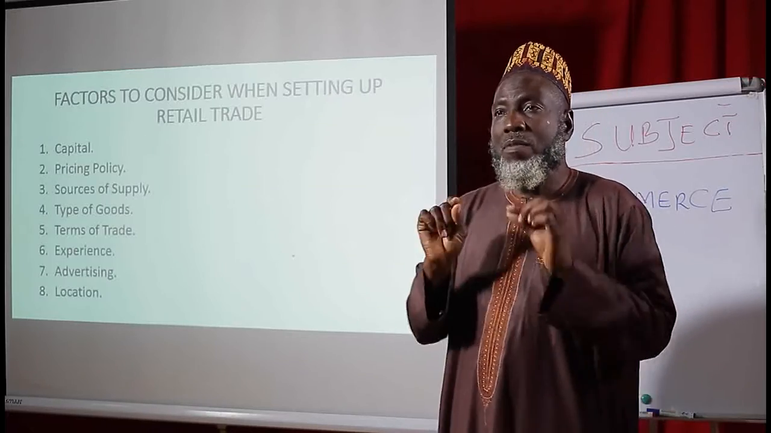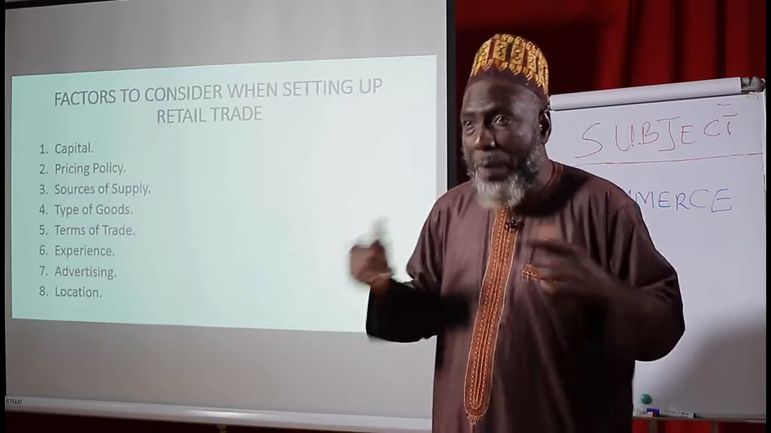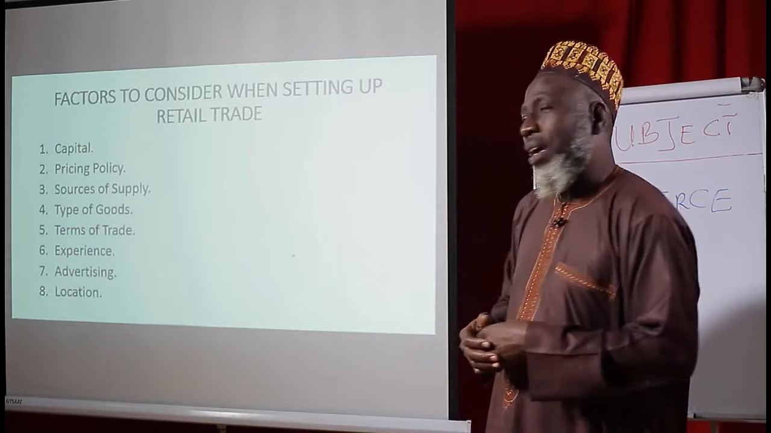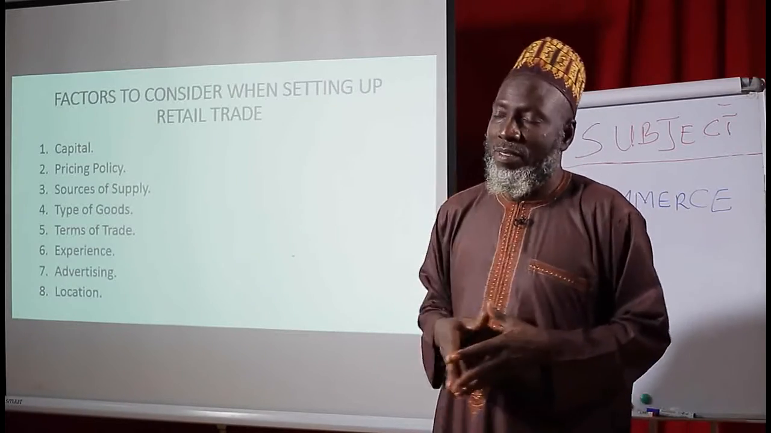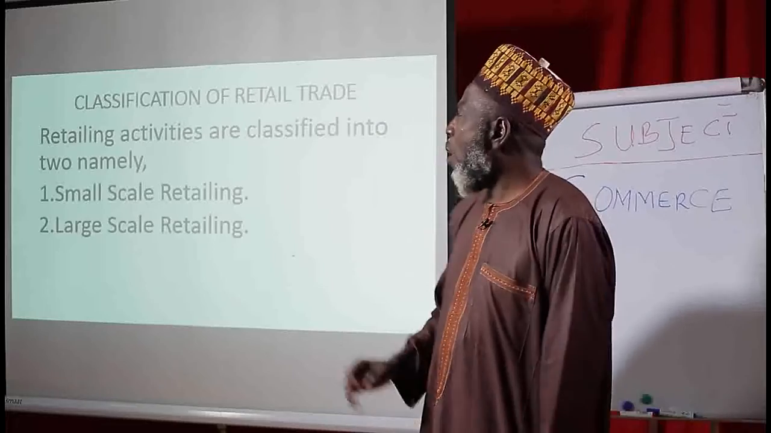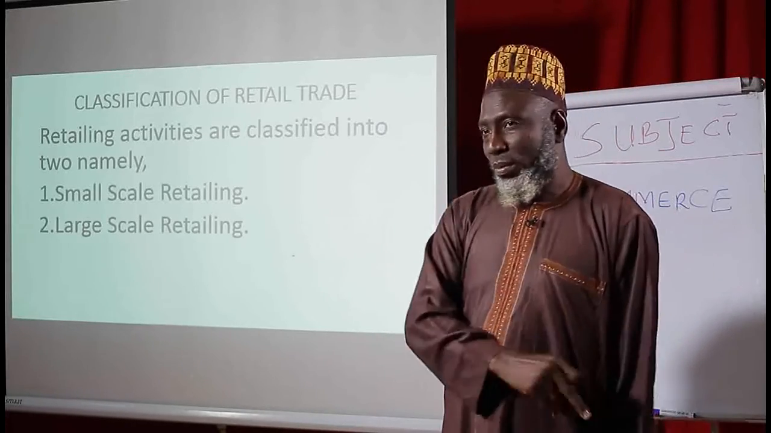Number seven, advertising. What advertising media are you going to use to inform the public about what you're selling? For them to know, for them to come and buy. And number eight, location. Where are you going to locate your business? Is the place suitable for your business? Is this place suitable for the types of business you want to do? You have to consider all these things. And these are the factors that we are talking about when we're talking about factors to consider before setting up a retail business.